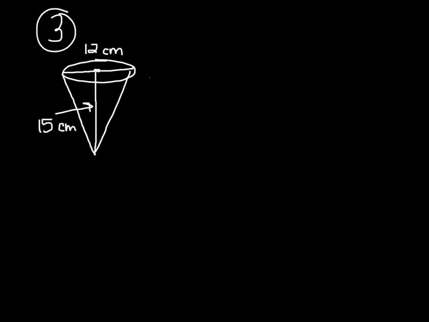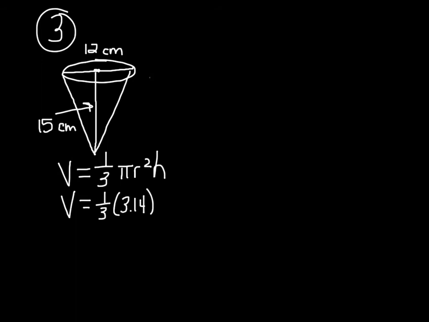So on number 3, we have another cone, and the diameter is going to be 12 centimeters. The height is going to be 15 centimeters. Step 1 is we are going to plug in our formula. Our formula is volume equals 1/3 pi r squared times height. So then volume equals 1/3 times 3.14 times the radius. Now we know our diameter is 12, so our radius would be 6 squared. We have to take half, times the height, which is 15.